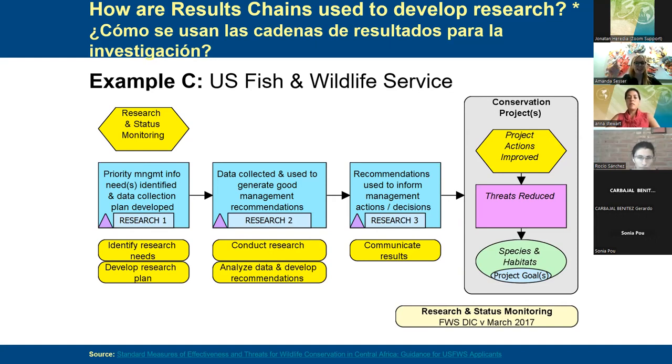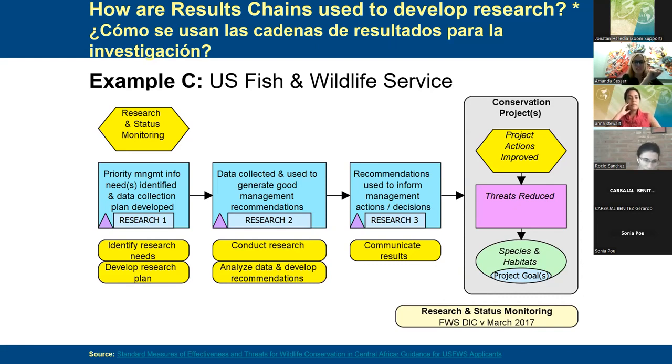You're assuming that if you have a good plan, then you'll collect good data that are needed to make decisions. So then the action or the strategy that comes in is conducting the research, analyzing the data, and developing recommendations. So you're saying if we have good data and we conduct the research and analyze the data and develop recommendations, then those recommendations are going to be used to inform management.